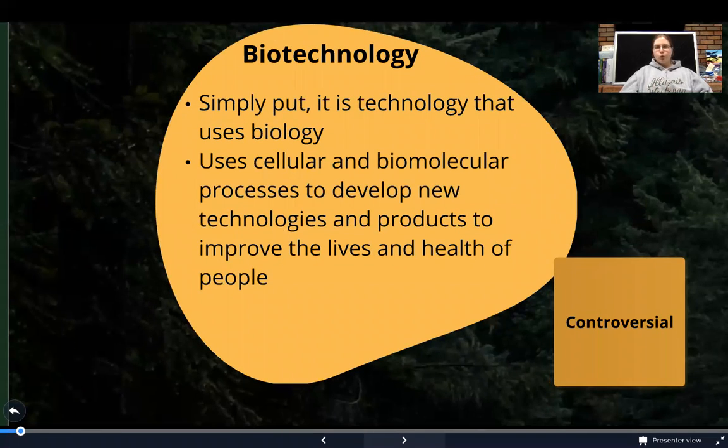So first, let's introduce what biotech is. Biotechnology, very simply put, is technology that has uses in regards to biology. And we know biology is the science of life. So what it does is it looks at cellular processes and biomolecular processes in order to help develop new technologies and new products to improve the lives and health of people. So a lot of how we get new medicines or new medical devices, they are all because of biotech. And a lot of them are actually considered biotechnology because they are technology and advances for the purpose of helping us live better, healthier, longer lives.